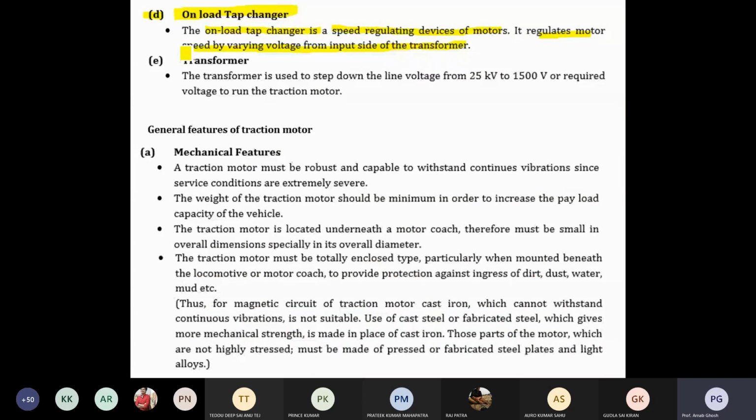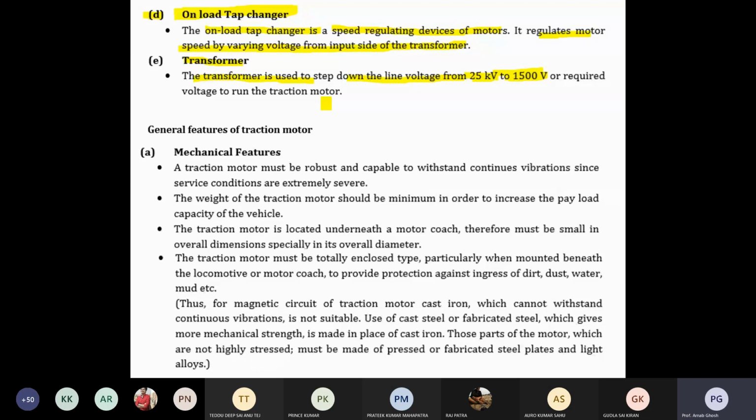So what is the transformer? The transformer is used to step down the line voltage from 25 kV to 1500 volts. It depends on the rating of the voltage. Sometimes it is also reduced to 750 volts. In EMU the motor rating is different, and in MEMU the motor rating is also different, for urban, suburban and main lines of transportation. In all cases the motor rating is different, and you do not use the same motor. So based on the motor rating you step down that rated voltage.